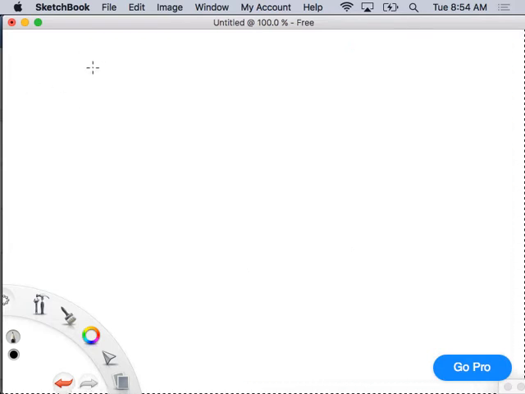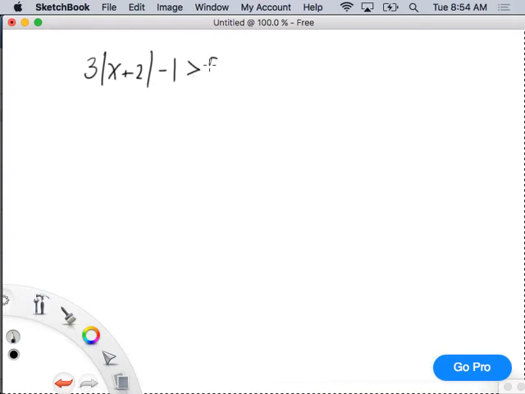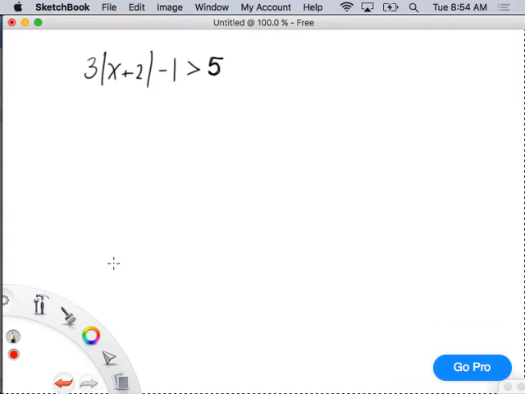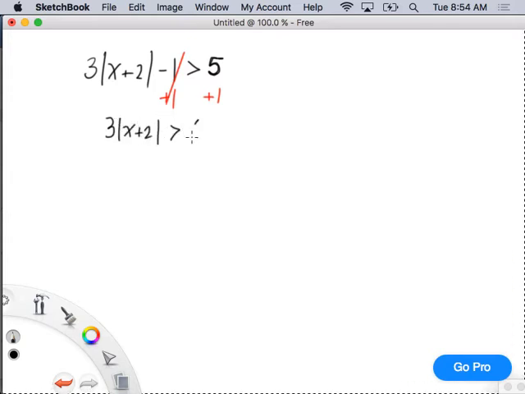So, what if I have 2 or 3 times the absolute value of x plus 2 minus 1 is greater than 5? Okay, I'm going to have to go relatively quickly, class, so if you want to just sit back, you remember you can always watch this in a video. I'm going to add 1 to both sides. Let's not pack up yet, please. 3 times the absolute value of x plus 2 is greater than 6.